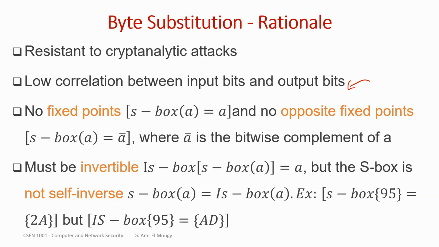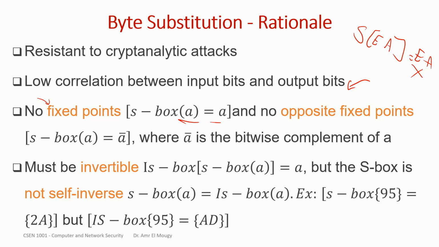And there are actually a few properties. First of all, there are no fixed points. Fixed points means that substitution of A results in A. So for example, you try to substitute, let's say, the value EA, and you end up with EA. This is what would be called a fixed point, and there should be no fixed point. There is, of course, no fixed points in the S box of AES.